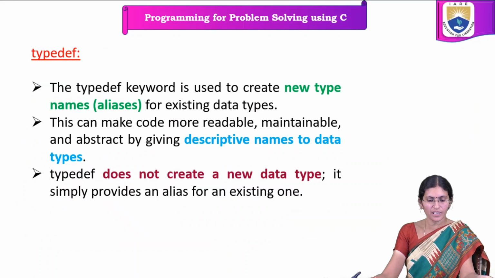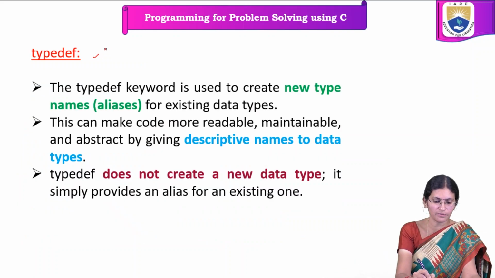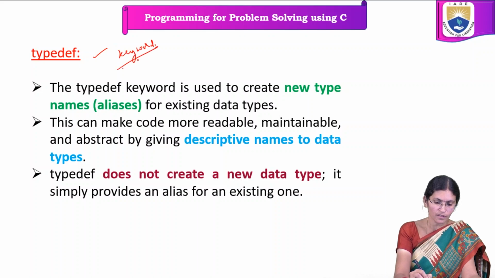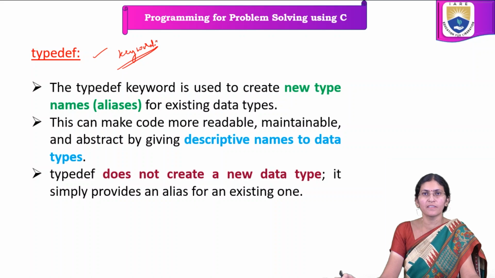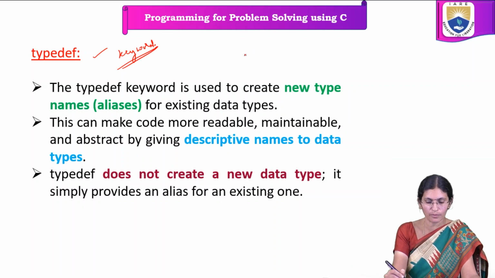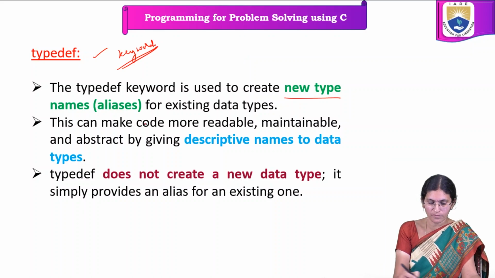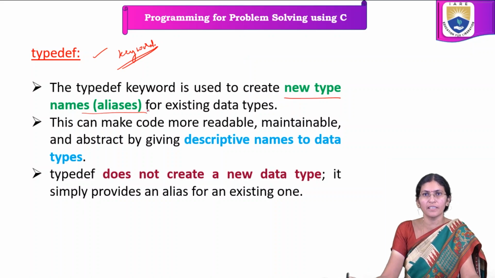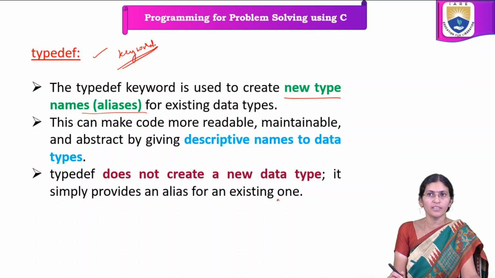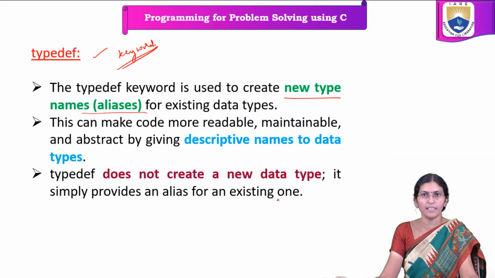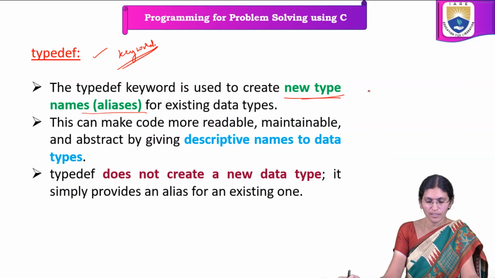Next, coming to typedef. typedef is a keyword. With the help of this keyword, it creates a new name, or we can say that it creates an alias for an existing data type. It does not create a new data type, but it creates an alias, or new name, for an existing data type. That is what the use of this typedef keyword is.